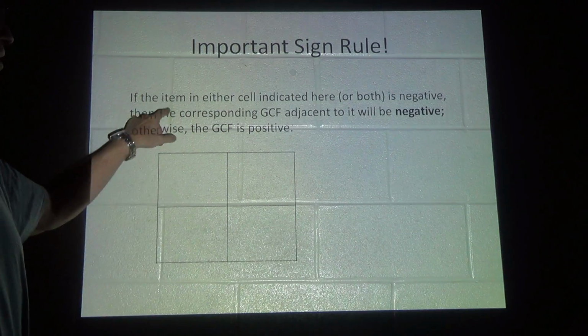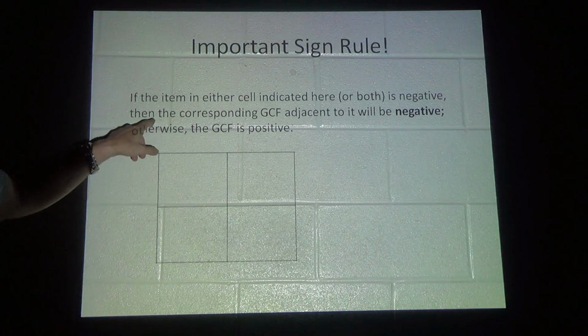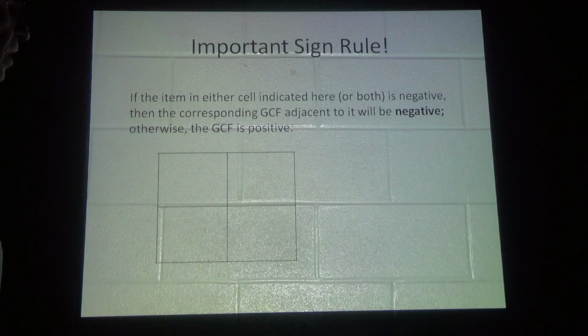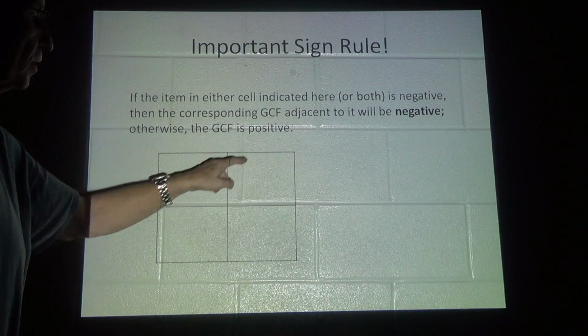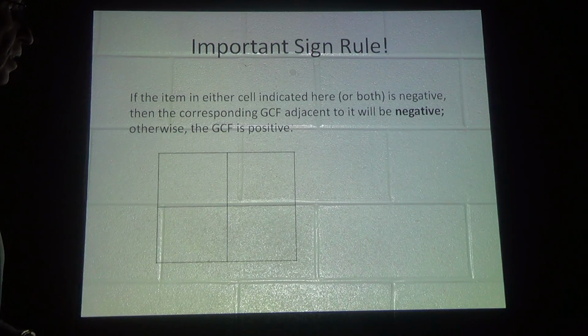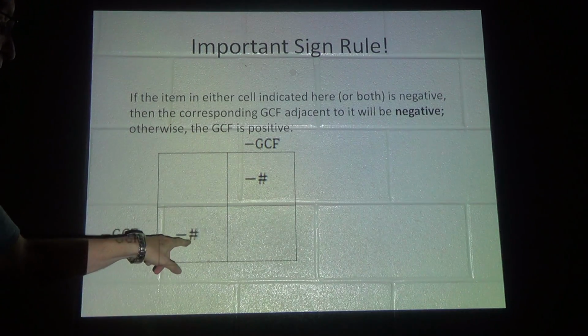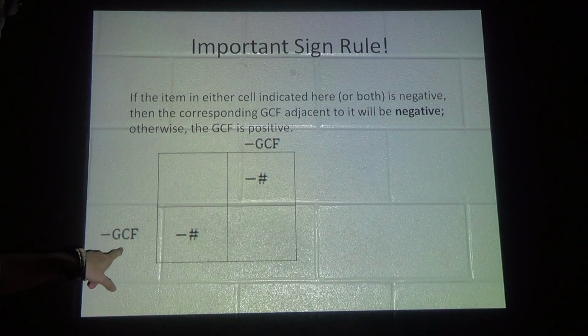One important sign rule is simply this. If the item in either cell indicated here or both is negative, then the corresponding GCF up here or over here adjacent to it will be negative. Otherwise, the GCF will be positive. So if this one's negative, this is negative. If this one's negative, then this one's negative.